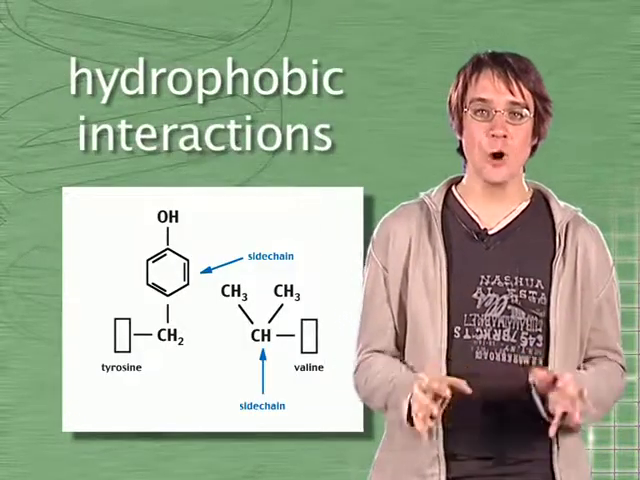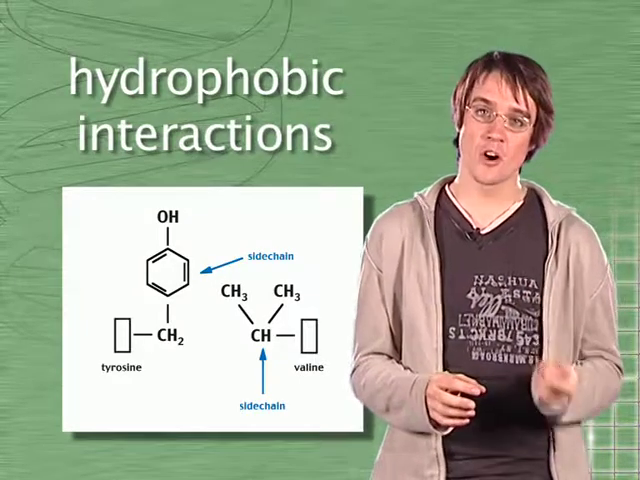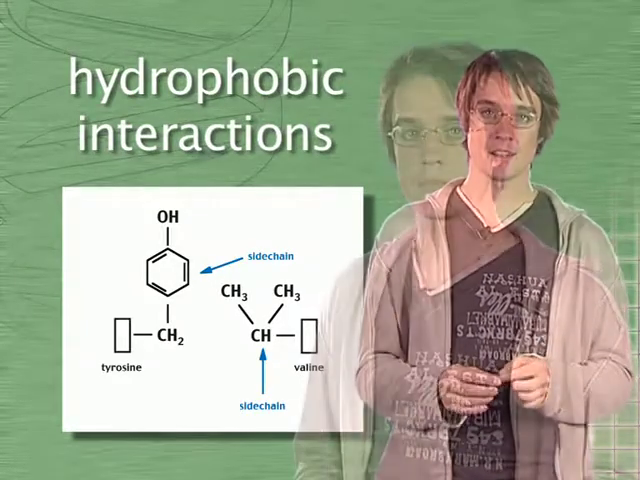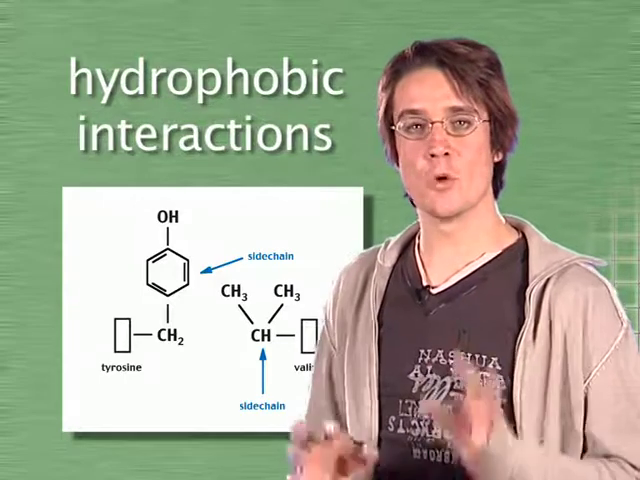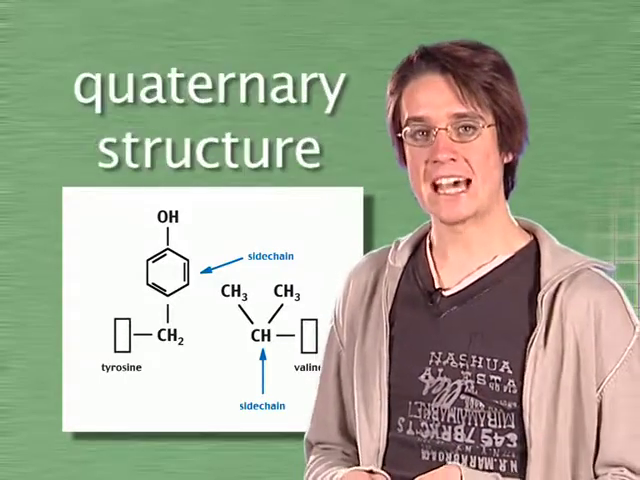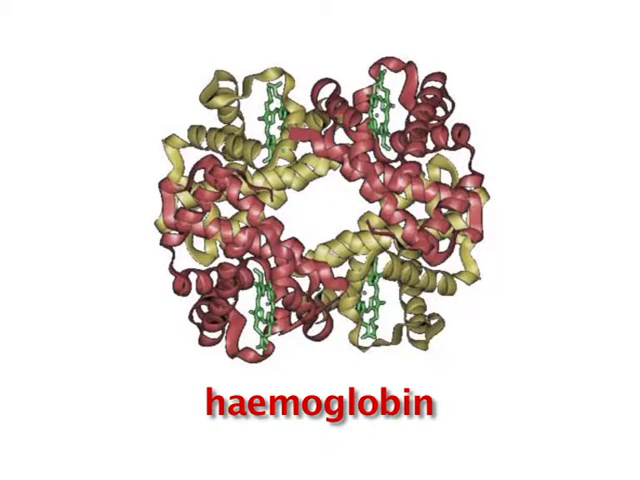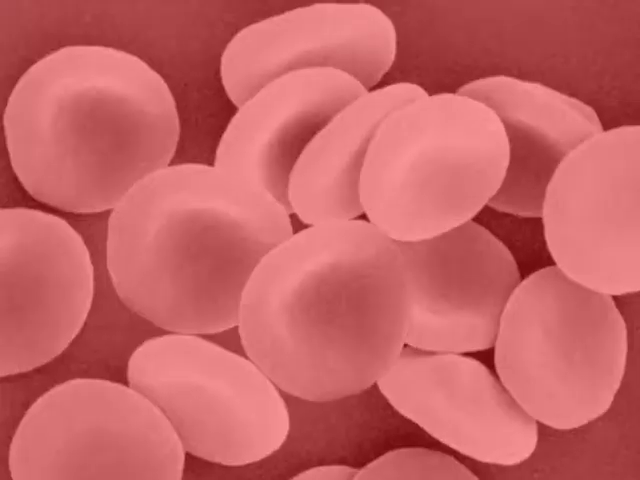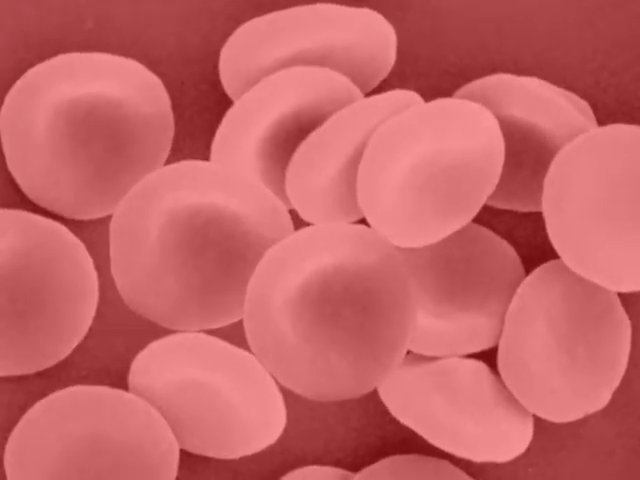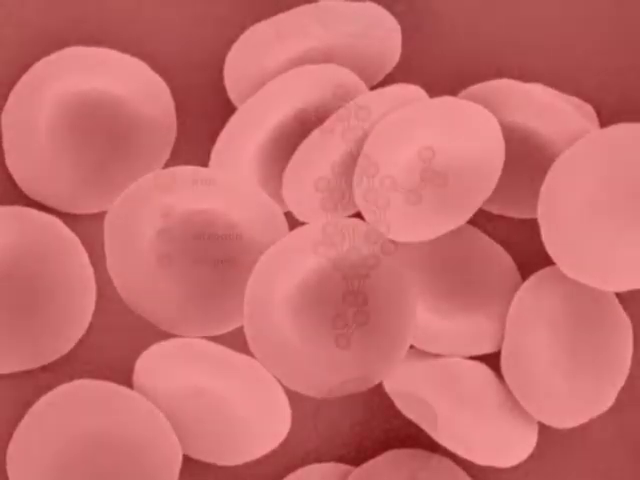Finally, hydrophobic interactions occur between non-polar side chains. Proteins that are made of more than one polypeptide chain have a quaternary structure. Hemoglobin consists of 4 polypeptide chains. It is a globular protein and nearly spherical. It is present in red blood cells and carries oxygen from lungs to respiring cells.